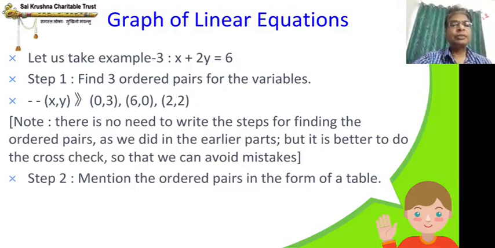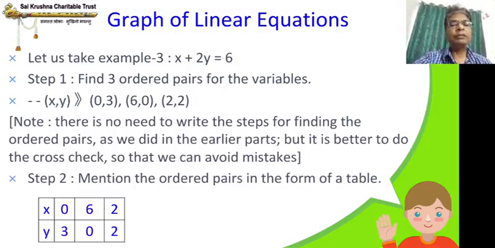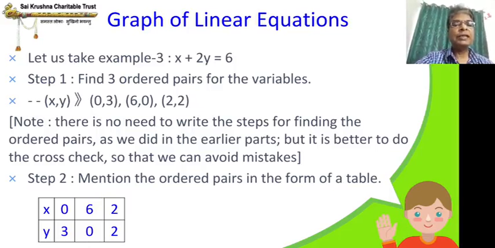The next step is to mention the ordered pairs in the form of a table. There are 2 rows and 4 columns. The value of x is on the top and the value of y is at the bottom. This is to make it easier for us to see and then plot the graph. Now pause the video and note down these 2 steps, very simple steps: finding the ordered pairs and then writing them in the table. On the next page, we will start seeing the graph.